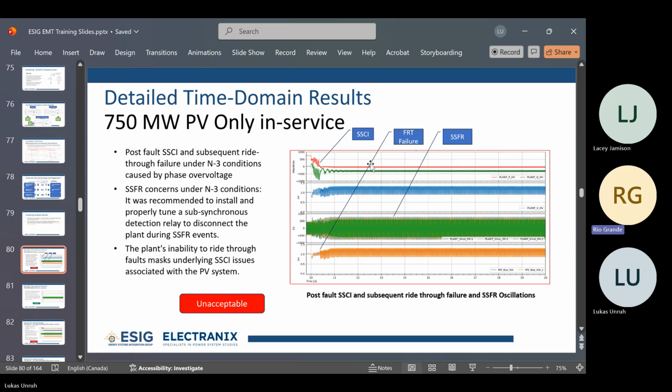So the conclusion from this was a few things. There was a ride-through failure caused by the phase overvoltage. There were SSFR concerns, so it was recommended to install a subsynchronous detection relay to disconnect the transformer. And the plant's inability to ride through the faults masks the SSCI issue associated with the PV system.